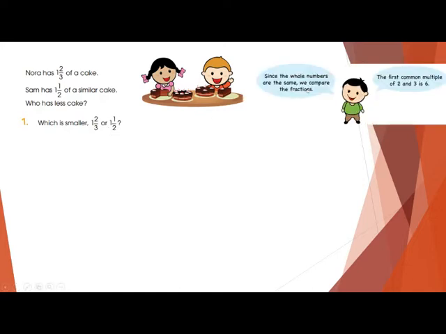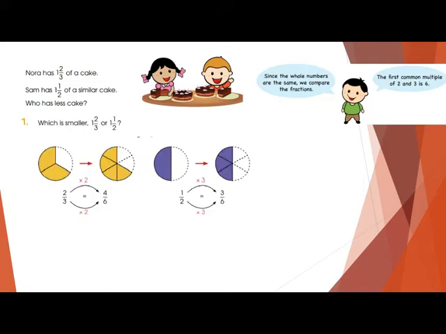Since the whole numbers are the same, we compare the fractions. The common multiple of 2 and 3 is 6. Right now the denominators are not the same, so first of all you have to equalize the denominators. The common multiple of 3 and 2 will be 6. So simply multiply the first fraction by 2 and the second by 3, like this. Two-thirds will look like 4 upon 6, if we multiply by 2: 2 to 4, 3 to 6.